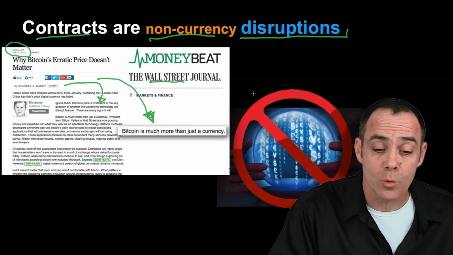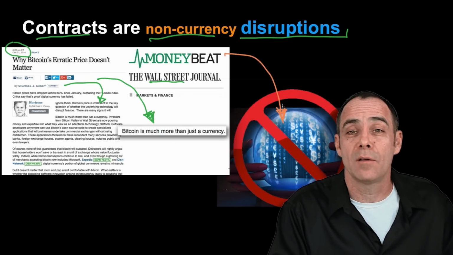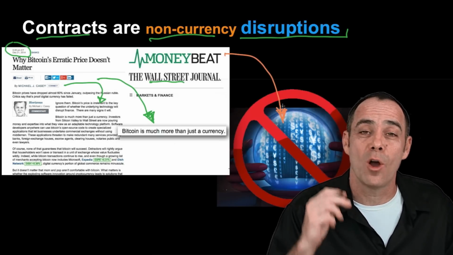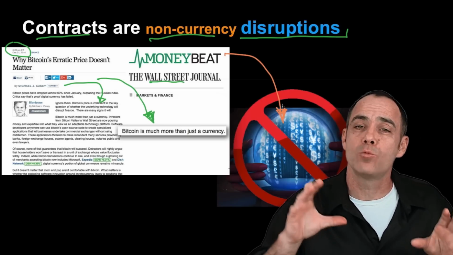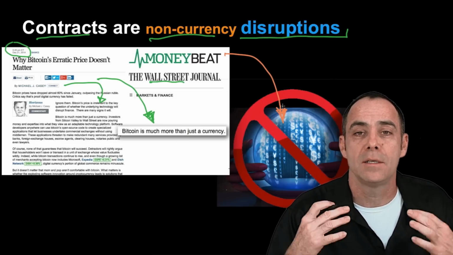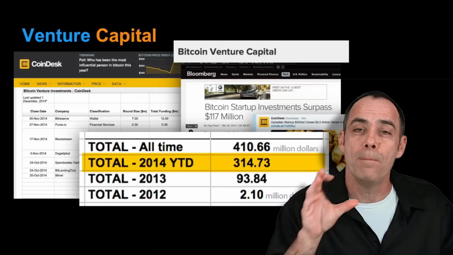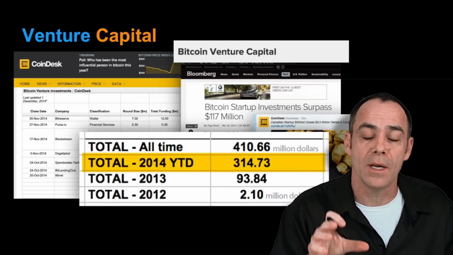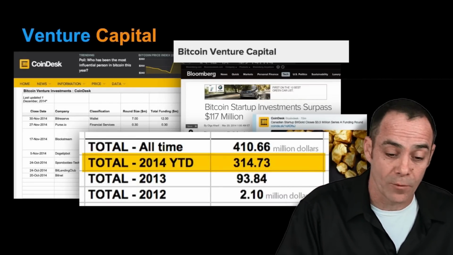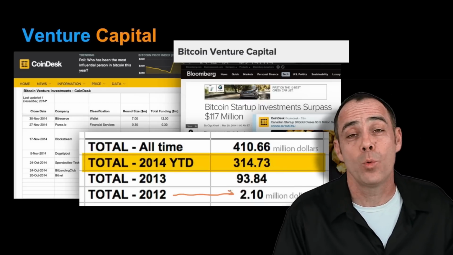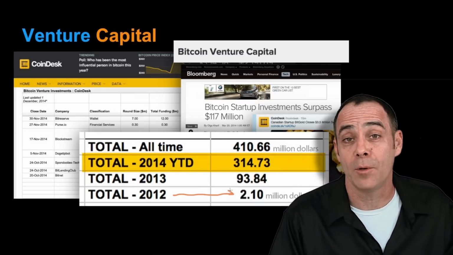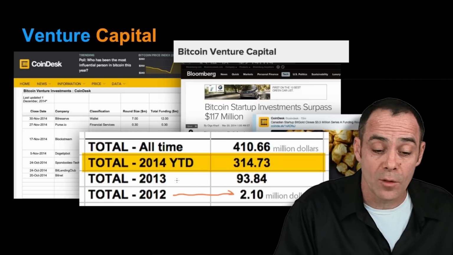And we don't need a crystal ball to tell you about all this stuff because a lot of this stuff has already begun to happen. In fact, everything that we're going to be talking about in this video are disruptions that have already begun to happen. And we're already seeing massive venture capital money flying into Bitcoin. So if you were following Bitcoin in 2012, well, in 2012, there was $2.1 million of venture capital funding put in. The following year, there was $93 million.